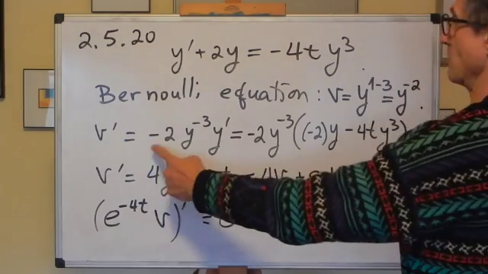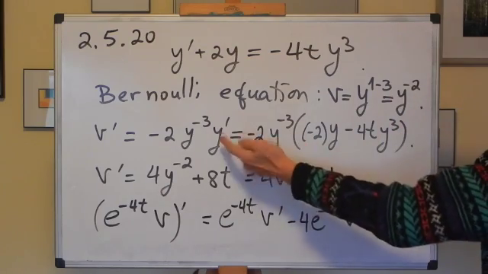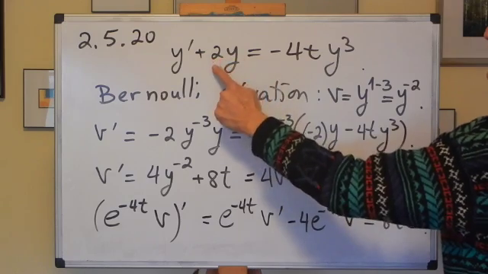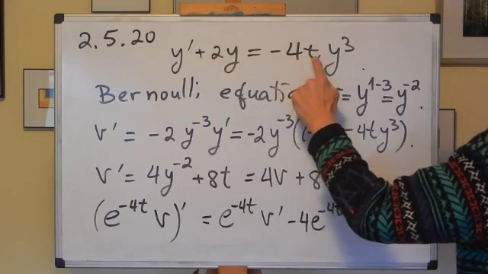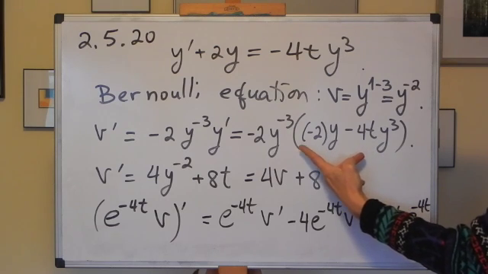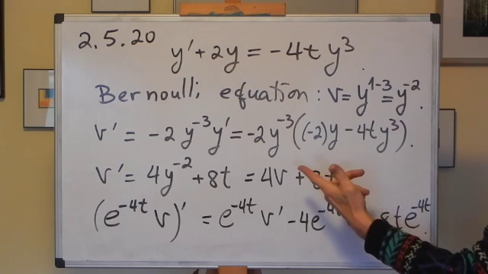So v prime is minus 2 times y to the negative 3 times y prime. y prime is minus 2y minus 4ty cubed. So let's put that in there: minus 2y minus 4ty cubed. We expand, what do we have?